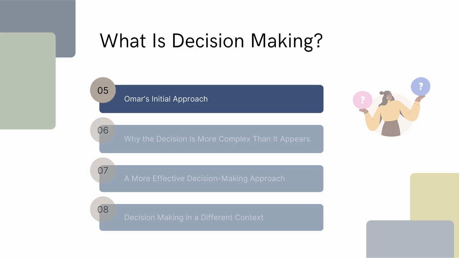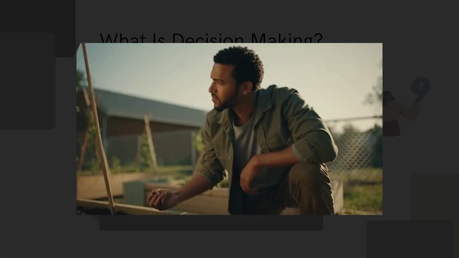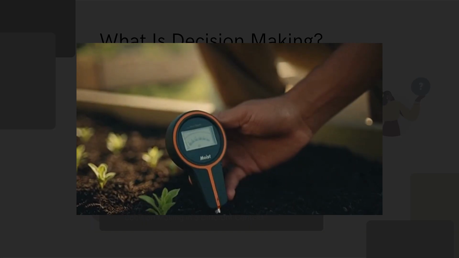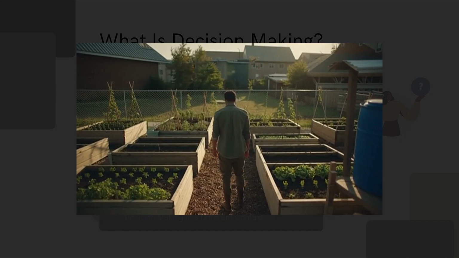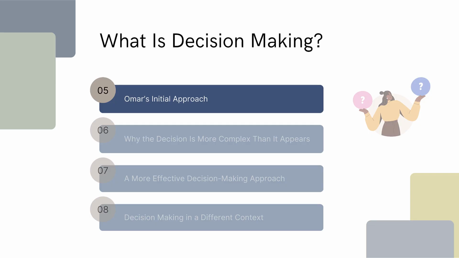Omar's initial approach. Omar initially assumes that planting as many varieties as possible will produce the best experience. He believes that more choices will create more value. However, trying to grow everything may create several problems. Some plants may compete for limited space. Some may not receive enough sunlight. Others may require watering or maintenance that Omar cannot provide consistently. A large number of varieties may also make it more difficult for a beginner to understand what is working and what is not. Omar's enthusiasm is valuable, but enthusiasm alone does not create an effective decision.